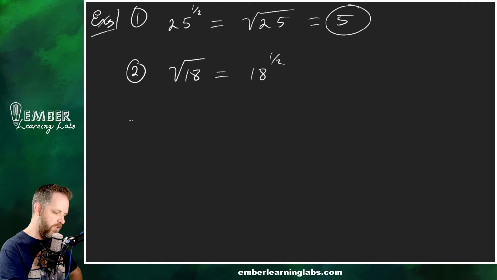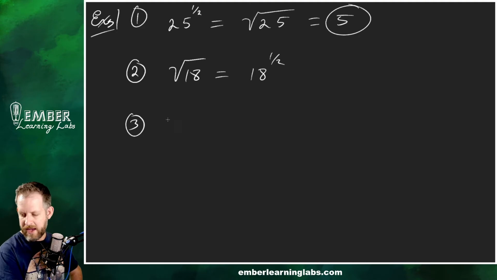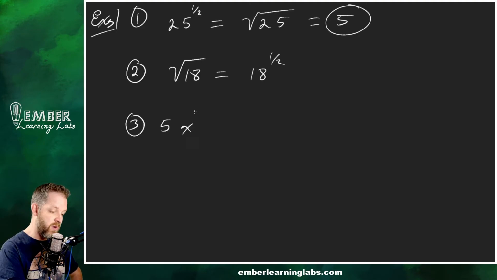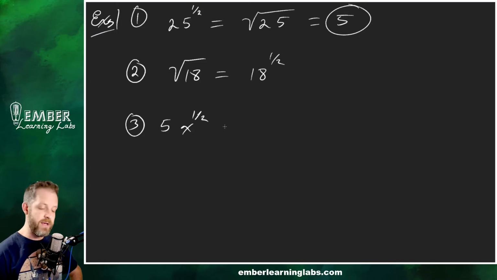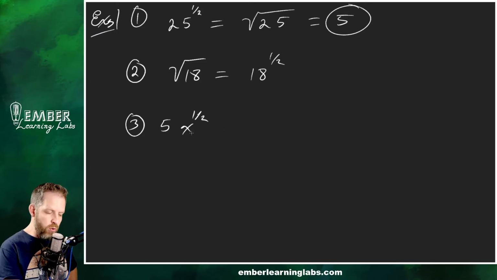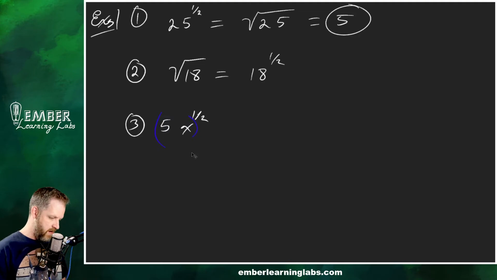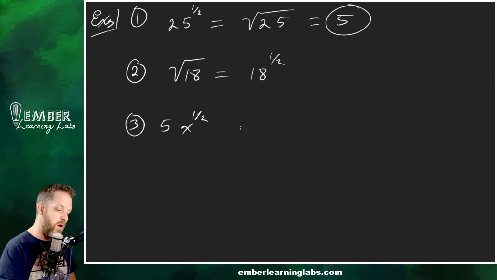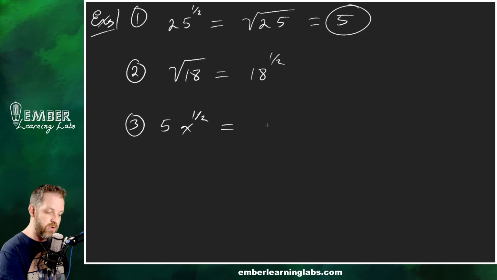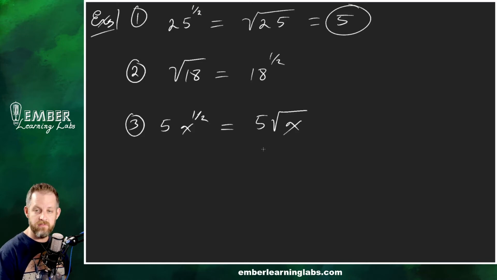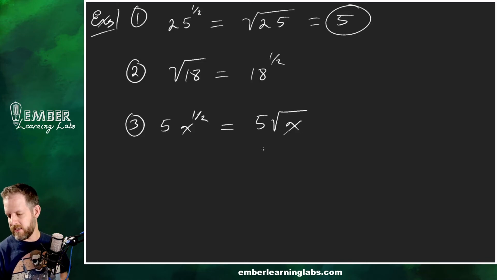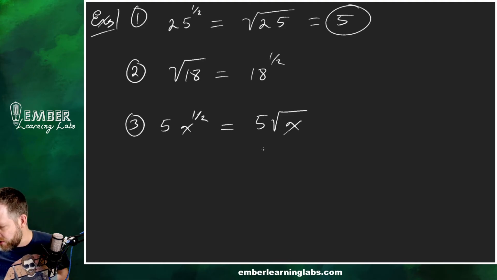So if we have, for example, 5x to the 1/2. Now, this is an important example here, because what's going on here is only the x is to the 1/2. If there were parentheses, then both of them would be to the 1/2. But in this case, only the x is to the 1/2. So if we want to convert this to radical form, we would turn it into the square root of x. So this is 5 times the square root of x. There we go. Easy peasy lemon squeezy. Let's do another one.